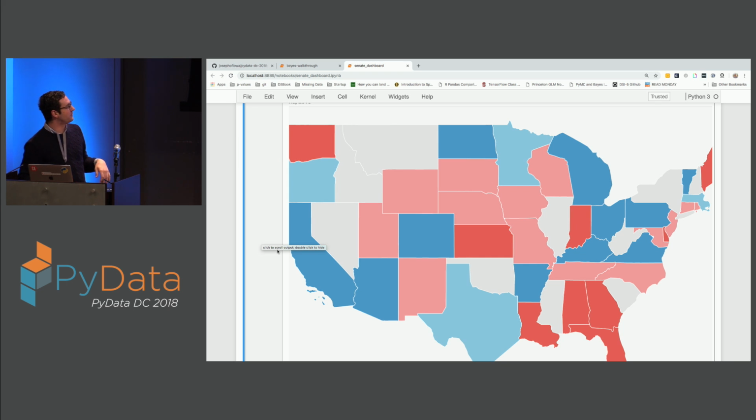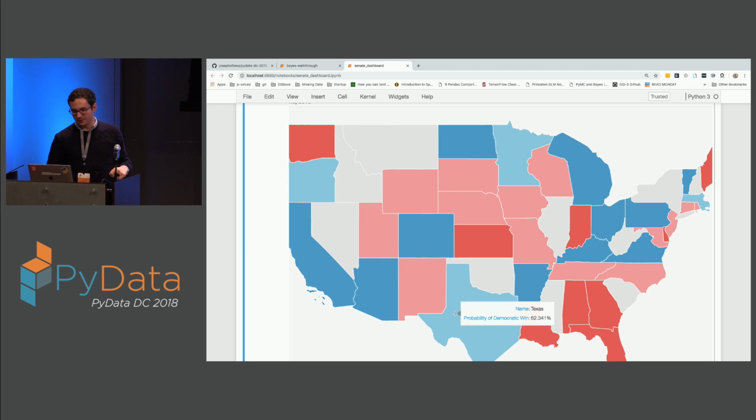Although better than some of the things we saw. The first time that I showed this to Joseph, he's like, why is Texas so blue? It's only light blue here, but.